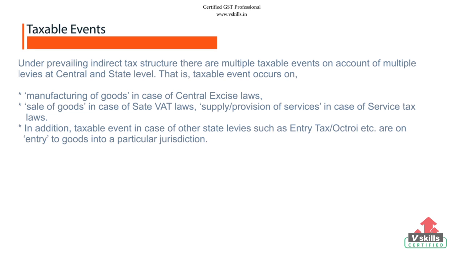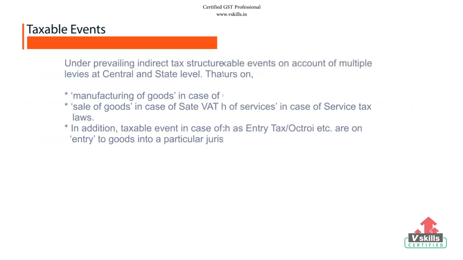Under the prevailing indirect tax structure, there are multiple taxable events on account of multiple levies at the central and state level. That is, taxable event occurs on manufacturing of goods in case of central excise laws, sales of goods in case of state VAT laws. In addition, taxable event in case of other state levies such as entry tax, octroi, etc. are on entry of goods into a particular jurisdiction.